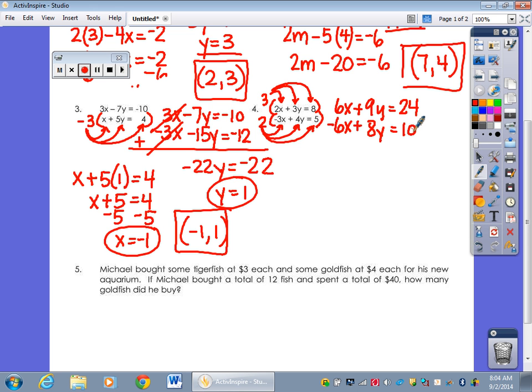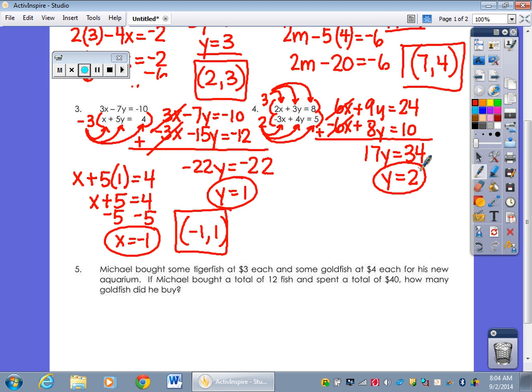So I made the top one a positive 6 and the bottom one a negative 6, and now they can eliminate. The x's will cancel. 9 plus 8 is 17y, 24 plus 10 is 34. So when you divide, you get that y is equal to 2.